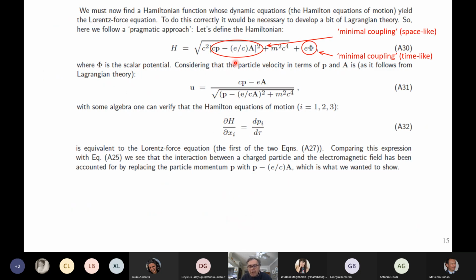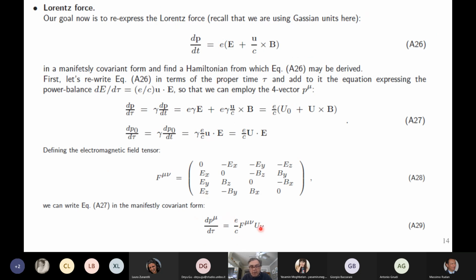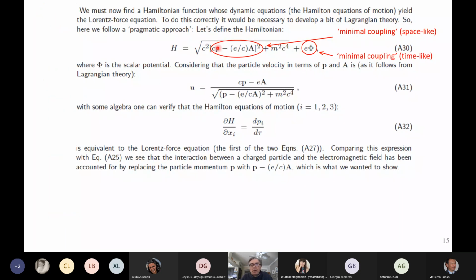The important thing that I want to make is that if we want to derive these equations from a Hamiltonian, so if we go to the Hamiltonian formulation of mechanics and find what Hamiltonian gives me this equation as the Hamilton equation of motion for this momentum, the Hamiltonian that we have to use has this form. I think it's kind of intuitive. If we forget the vector potential and the scalar potential, this is just the Hamiltonian of a particle, which is just c squared p squared plus whatever is this object over here, the rest energy.